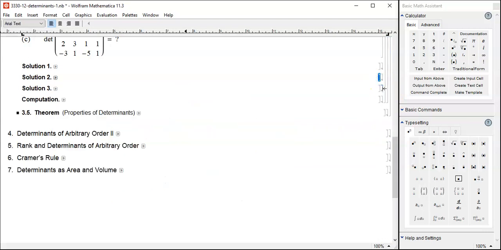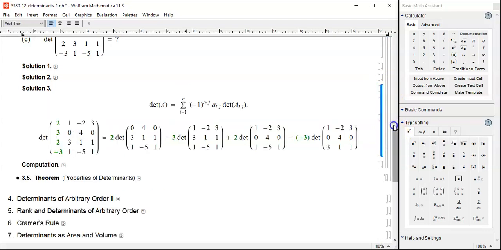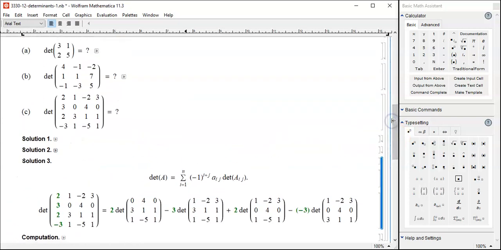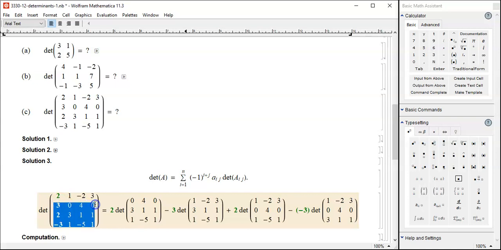Okay, solution 2 was following the second row. How about column? This is solution 3. I just used the first column. I could have used the second column, third column, or fourth column, but I decided to use the first column. So first column here, 2, 3, 2, negative 3, and the signs are plus, minus, plus, minus. And then the deleted matrix is pretty much the same way. For example, this 3, we have to remove this second row and the first column, and what's left is this deleted matrix.